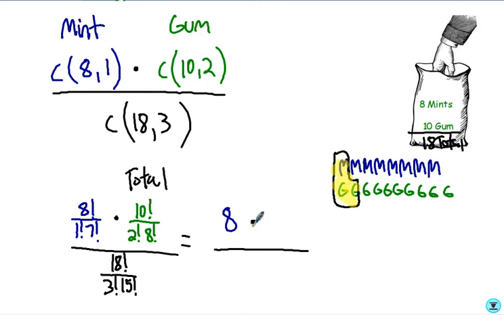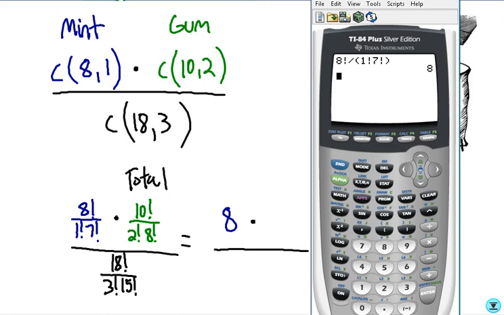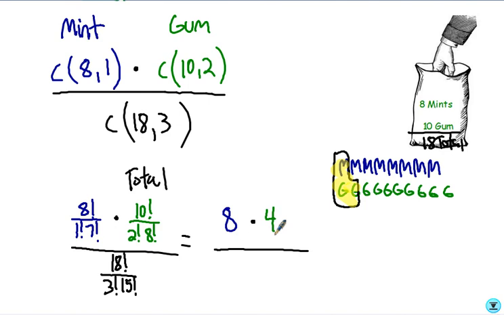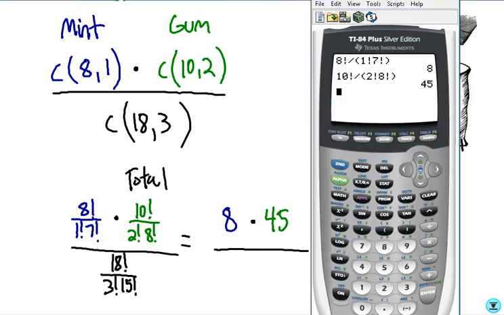And then for the gum, so we've got 10 factorial. So math PRB divided by, and again we're using parentheses here so the calculator doesn't confuse order of operations. I always use parentheses when in doubt because sometimes the calculator gets it right and sometimes it doesn't. So we get 45.